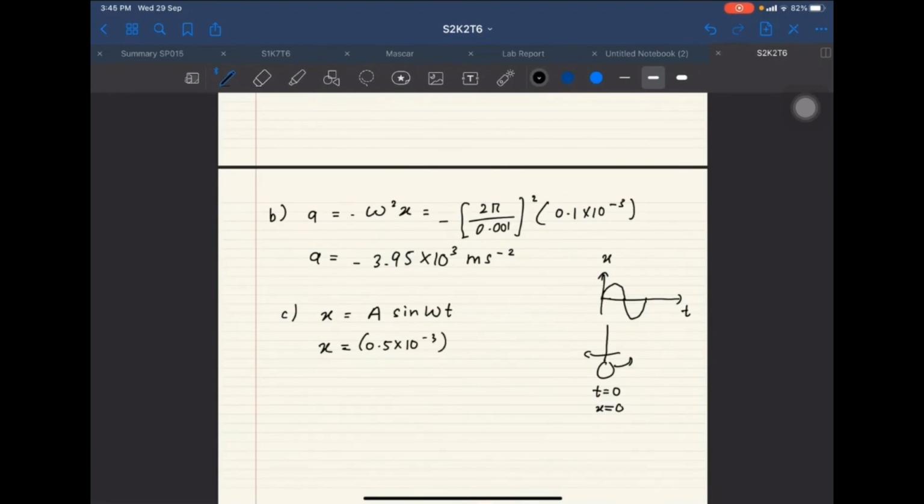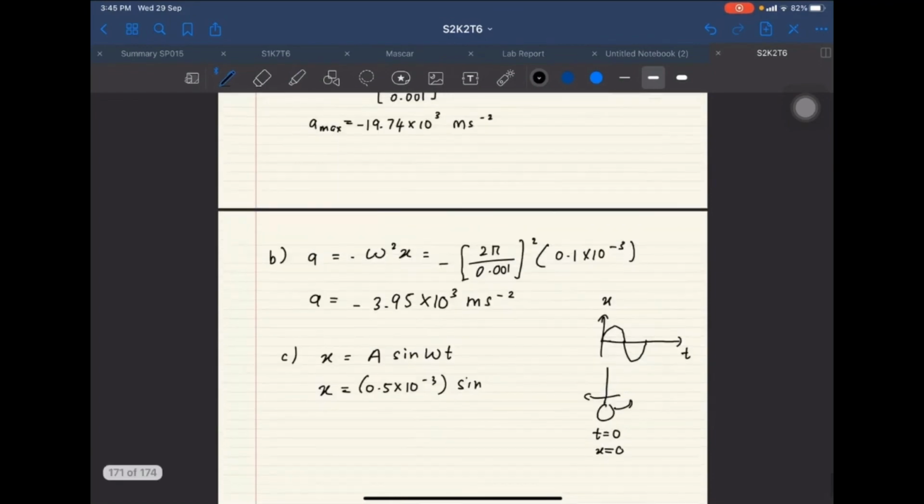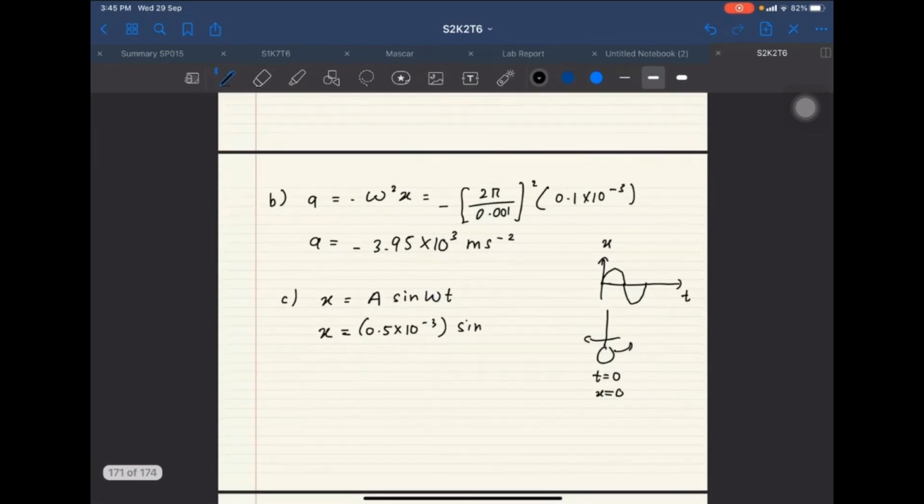Omega ada berapa sebenarnya? Daripada tadi kita duduk tekan. Tapi kalau omega saja berapa? 2 pi bagi 0.001. 2000 pi. Okay. So you still have to write down where x is in meter and t in second.